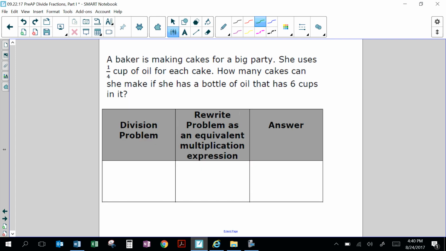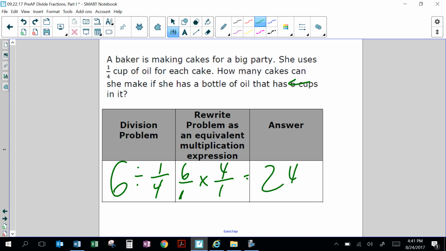A baker is making cakes for a big party. She uses 1/4 cup of oil for each cake. How many cakes can she make if she has a bottle of oil that has 6 cups in it? How much oil does she start with? 6 cups. Now she's going to split the 6 cups into smaller batches of 1/4 to make each cake. So how many cakes can you make? We keep this, rewrite as a fraction, multiply. What's the reciprocal of 1/4? 4/1. You get 24. She can make 24 groups of 1/4 from 6 cups of oil.